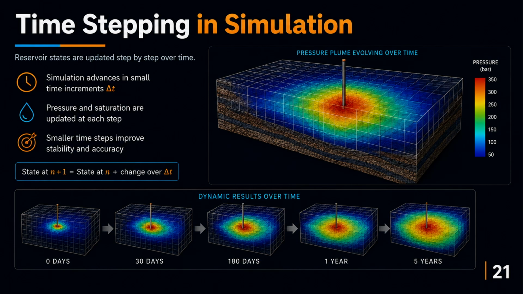A key challenge is that the equations are nonlinear. Relative permeability changes with saturation, fluid properties may change with pressure, and wells may switch controls when constraints are reached. Therefore, each time step often requires iterative solution methods such as Newton-Raphson. The simulator keeps correcting the solution until the residuals are small enough.